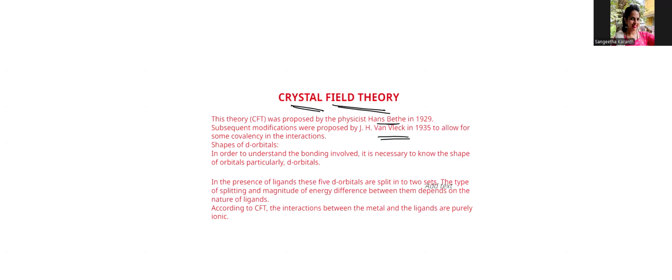Now, before understanding the details of this theory, we first have to understand the shapes of the d orbitals. We know that there are 5 d orbitals. When we are talking about a metal atom or a metal ion, we have already discussed in detail in valence bond theory what happens to the electrons present in the d orbitals. In the absence of ligands, all these 5 d orbitals will be degenerate. What is this degeneracy? Degeneracy is nothing but all of these d orbitals having the same energy.